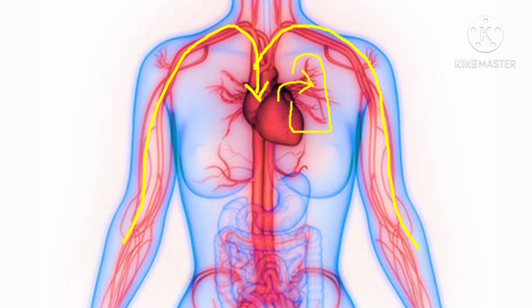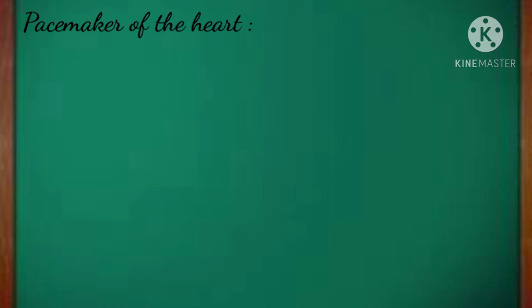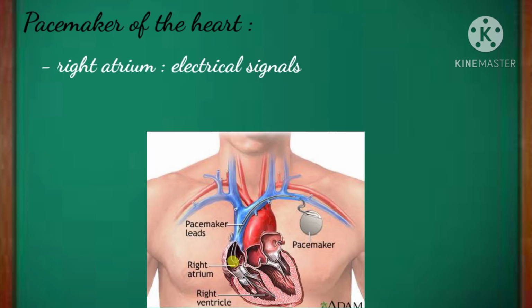Okay, students, do you know what makes the heart beat? So, a small mass of specialized cells in the right atrium produces electrical pulses that cause the heart to beat. This is called the heart's natural pacemaker.